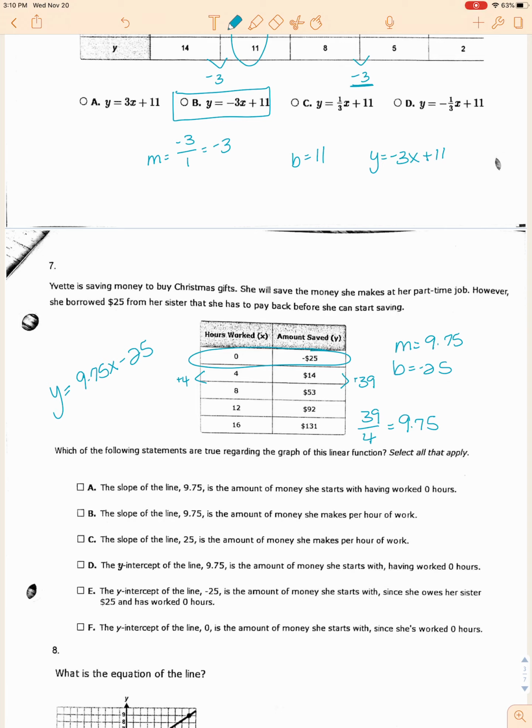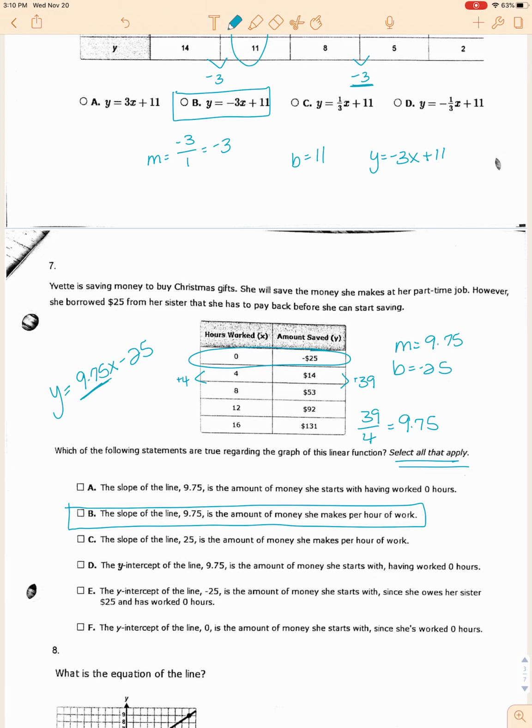The slope of the line 9.75 is the amount of money she starts with after working 0 hours. Well, that's not true because she's negative when she starts. B, the slope of the line 9.75 is the amount of money she makes per hour. So the 9.75 is how much she's adding in per hour, which is true. Again, select all that apply normally means that there's more than one answer, so I'm going to keep going. The slope of the line 25, well, I can stop there because I know the slope of the line is not 25. The slope of the line is 9.75.